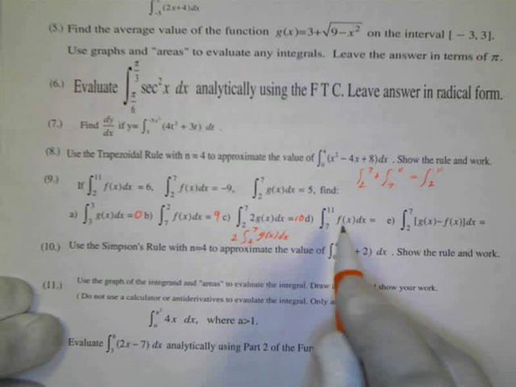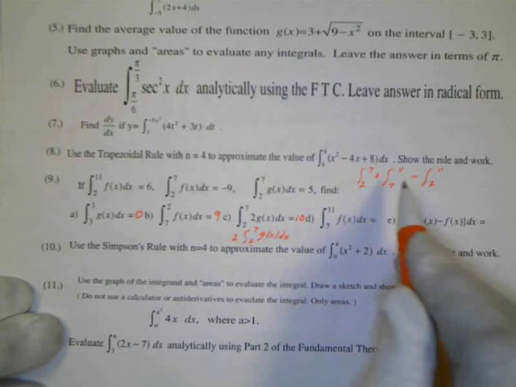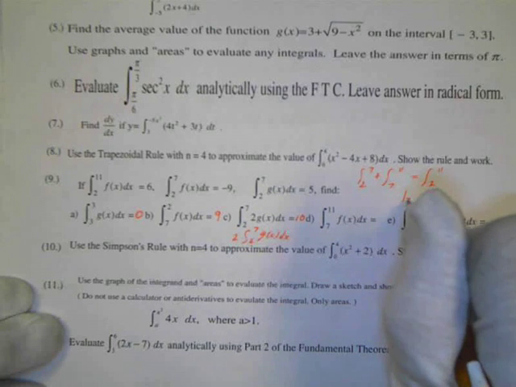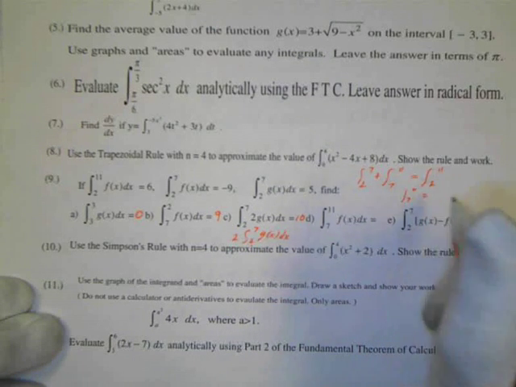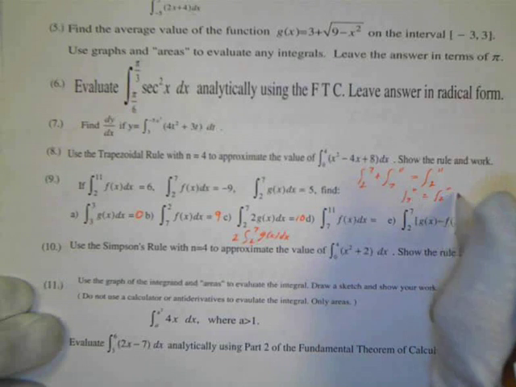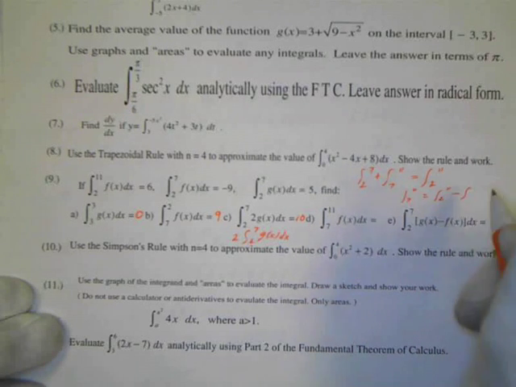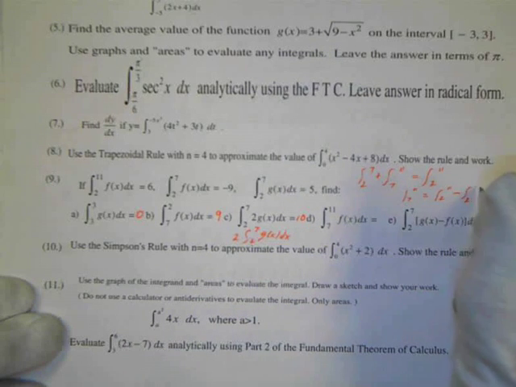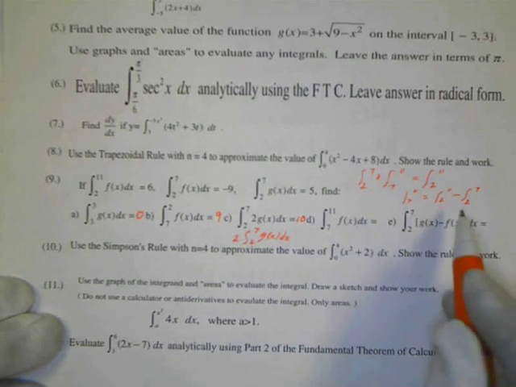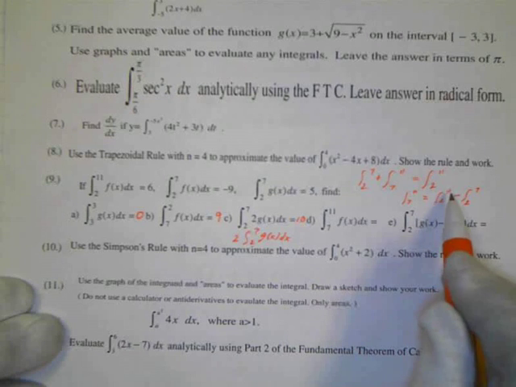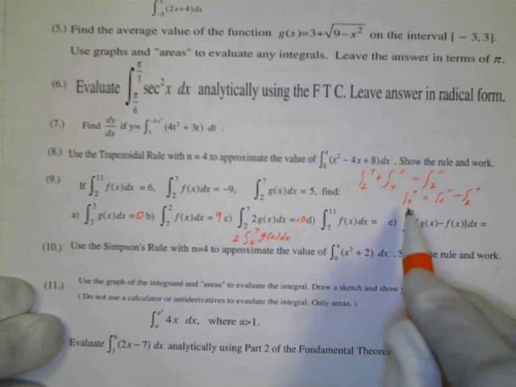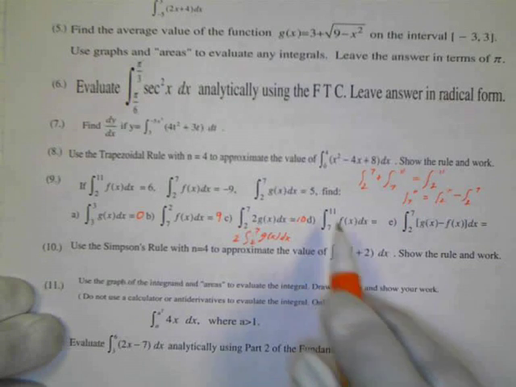Now what am I looking for here? I'm looking for 7 to 11. So the integral from 7 to 11 will just equal the integral from 2 to 11 minus the integral from 2 to 7. That makes sense. If I take the area from 2 to 11 and subtract the area from 2 to 7, I should get the area from 7 to 11. That's what I'm looking for.